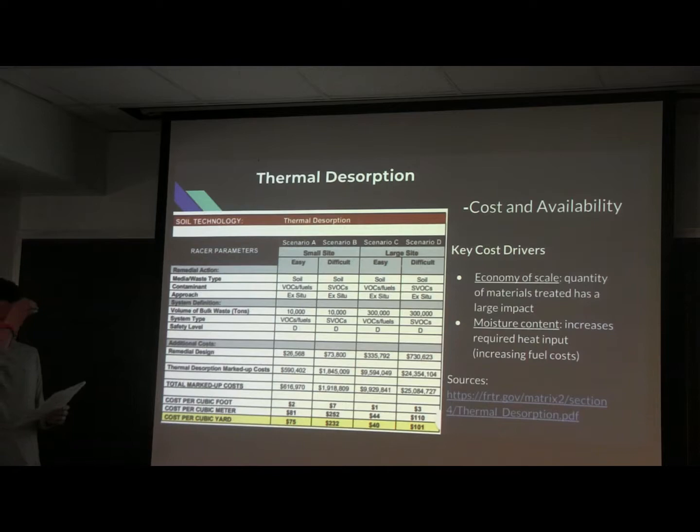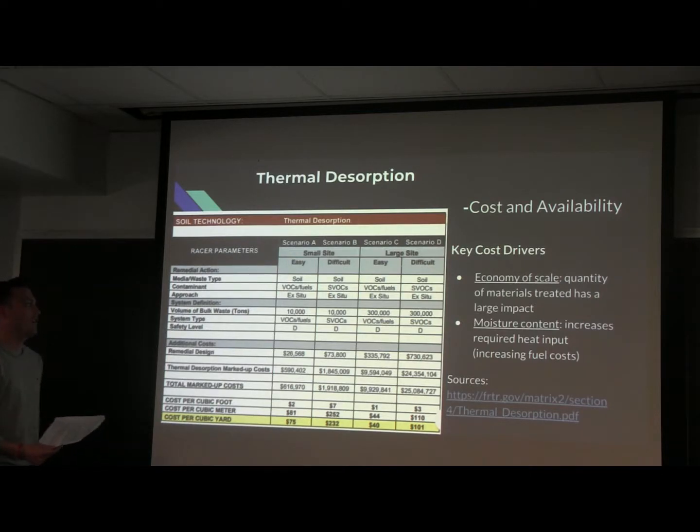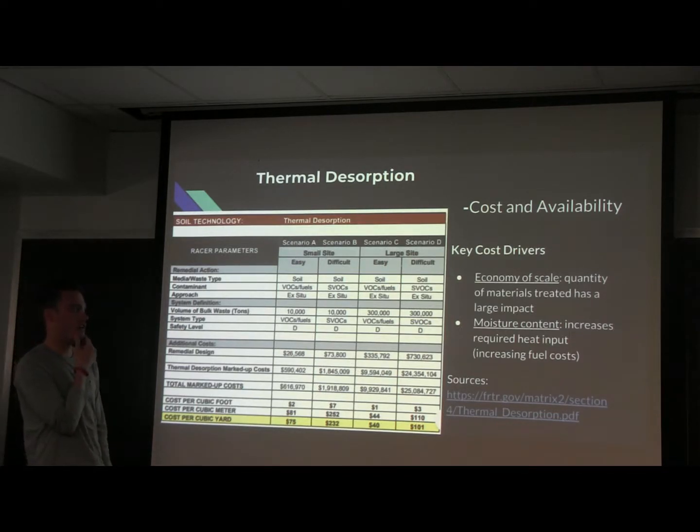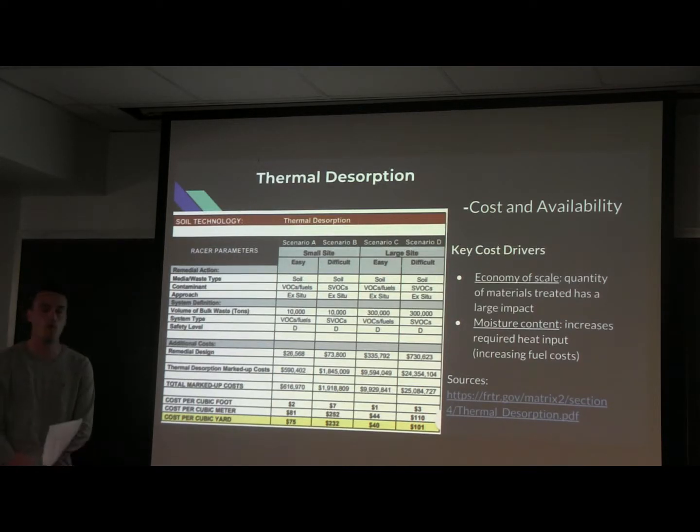And this is just going over some costs and availability. This whole chart is a breakdown of the size and difficulty with respect to which contaminant you're treating. And then over here we have two key cost drivers. The first one is economy of scale, which talks about the quantity of materials that you're treating, and also moisture content, which I just mentioned. More moisture content would require more heat input, which is concurrent with fuel costs.